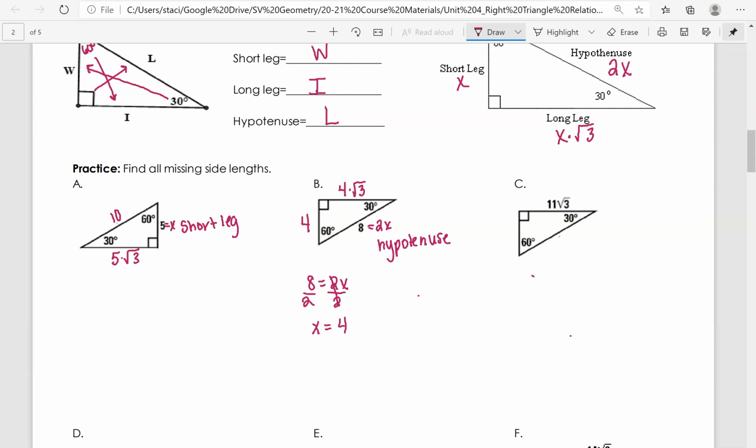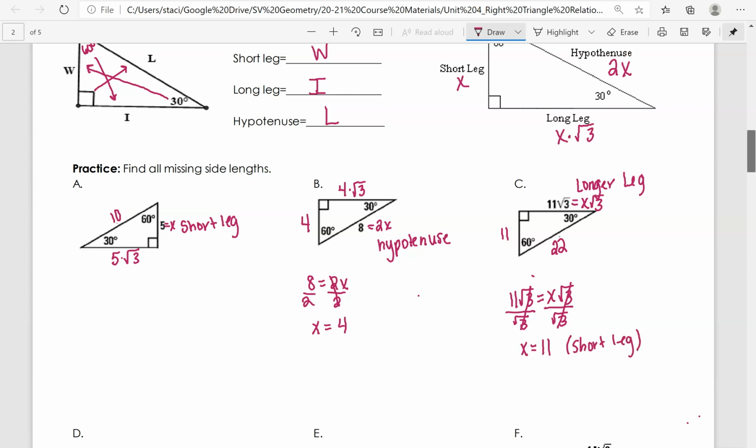All right, in letter C, I was given the longer leg, and I know the longer leg is equal to the short leg times root 3. So that means since this does have the root 3, that number in front is in fact my short leg. And then I know the hypotenuse is going to be double the short leg, so my hypotenuse is 22. Now, I could technically solve this equation for x. I'd have to divide both sides by square root of 3. And when I do that, the square root of 3's divide to 1, leaving behind x equals 11, which is my short leg.